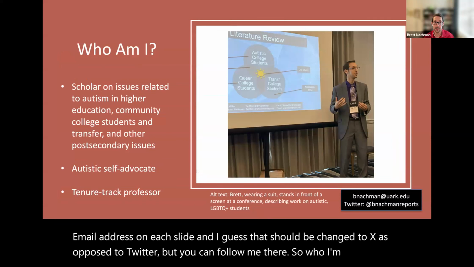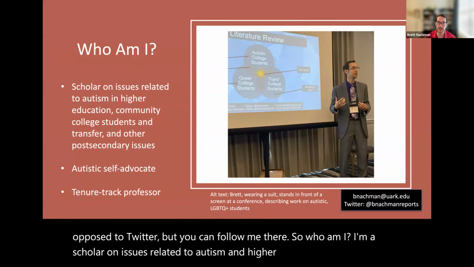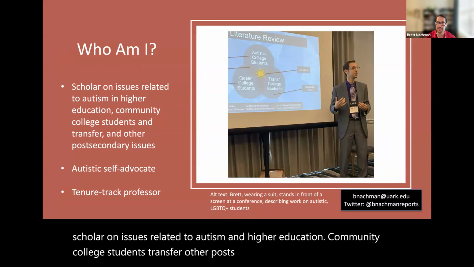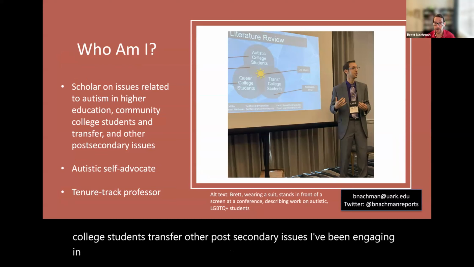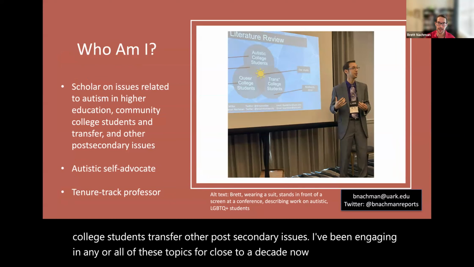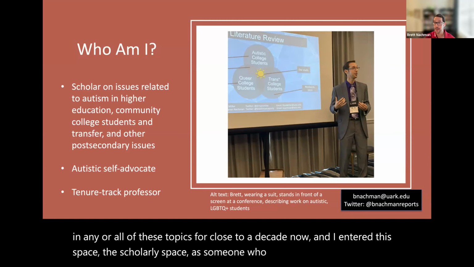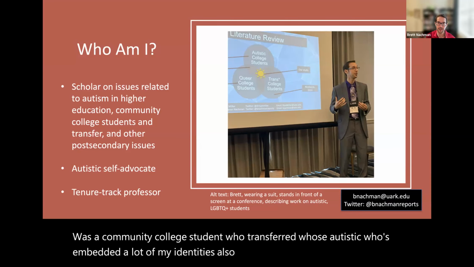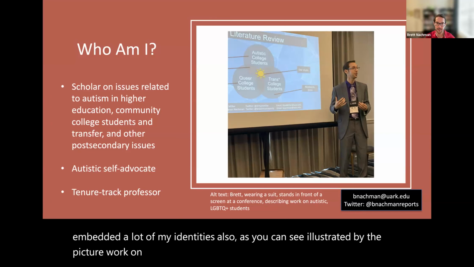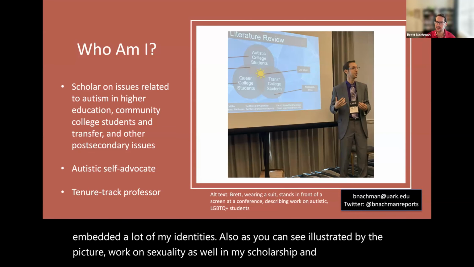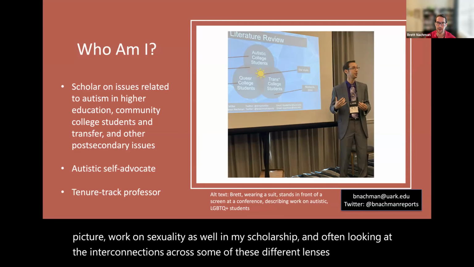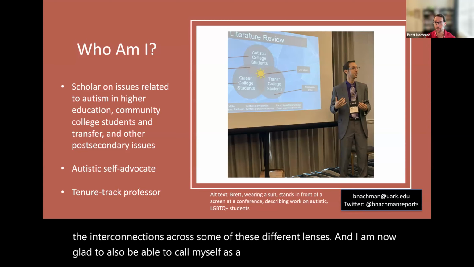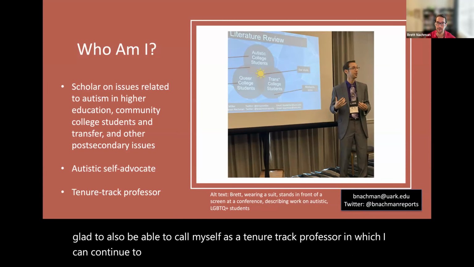So who am I? I'm a scholar on issues related to autism in higher education, community college students, transfer, other post-secondary issues. I've been engaging in any or all of these topics for close to a decade now. And I entered this space, the scholarly space, as someone who was a community college student, who transferred, who's autistic, who's embedded a lot of my identities. Also, as you can see illustrated by the picture, I work on sexuality as well in my scholarship, and often look at the interconnections across some of these different lenses. And I am now glad to also be able to call myself a tenure track professor in which I can continue to do the good work and continually learn with and from my colleagues.